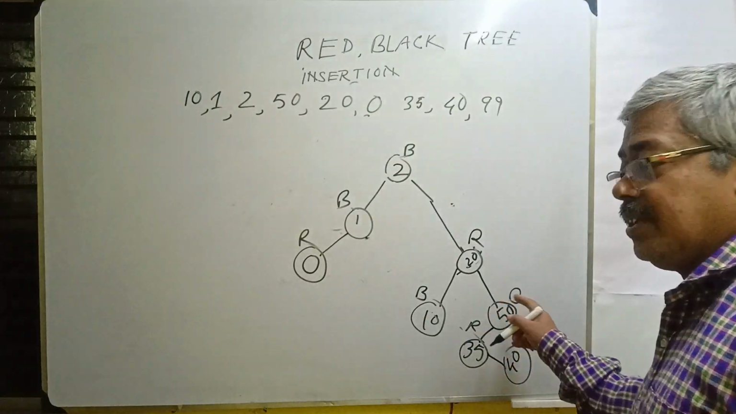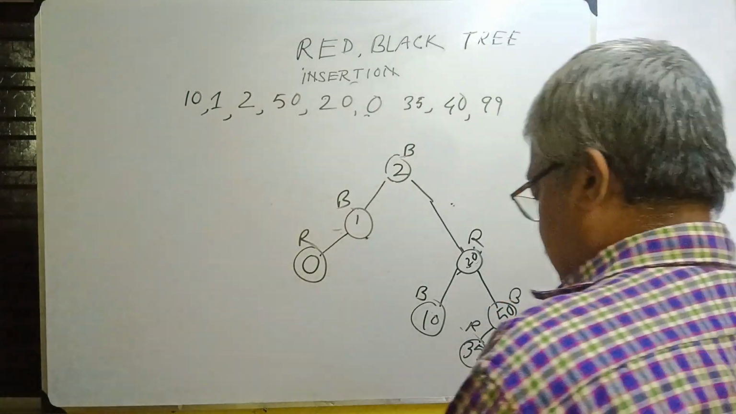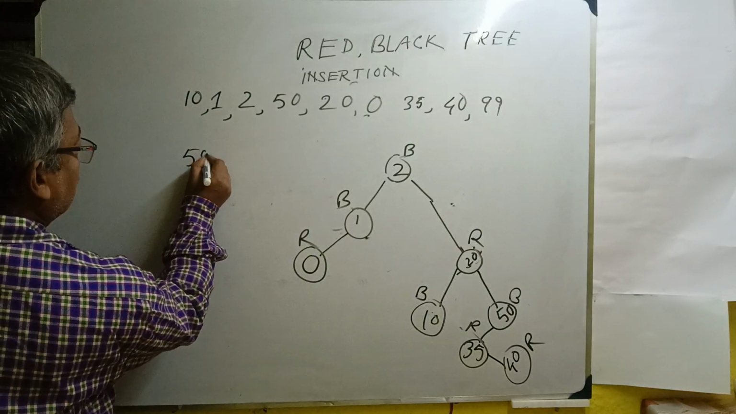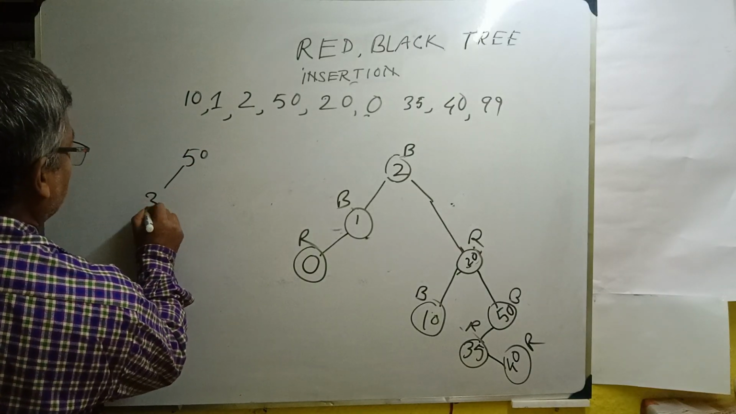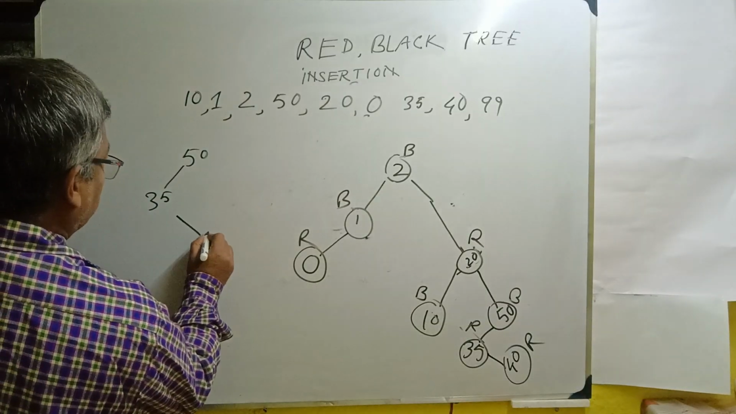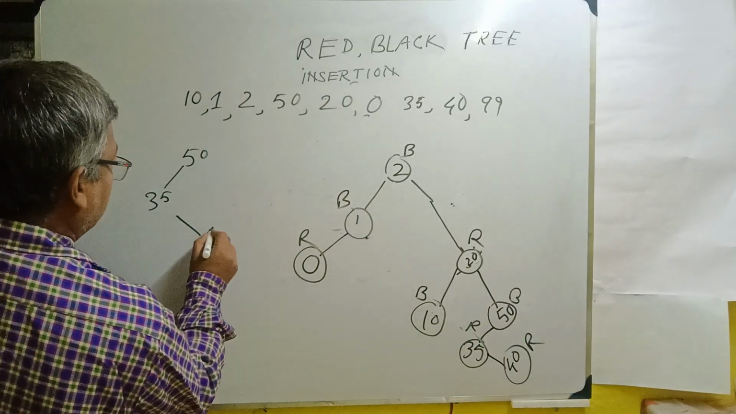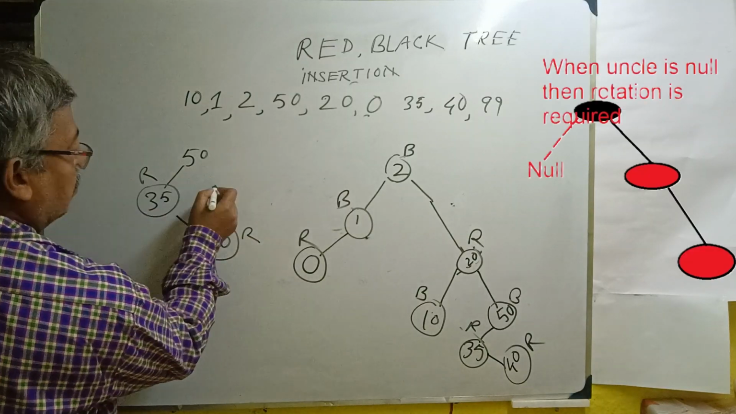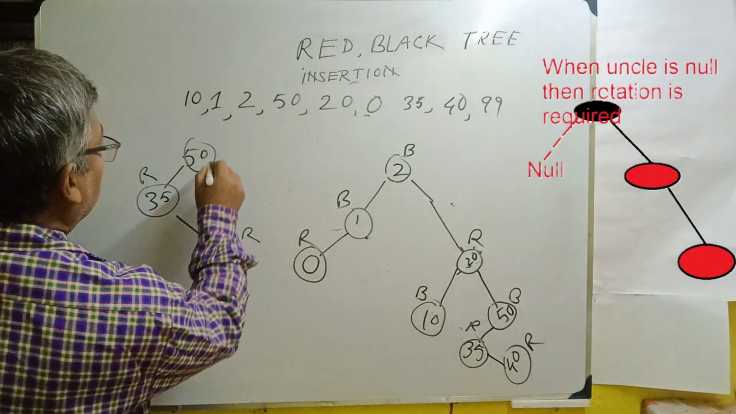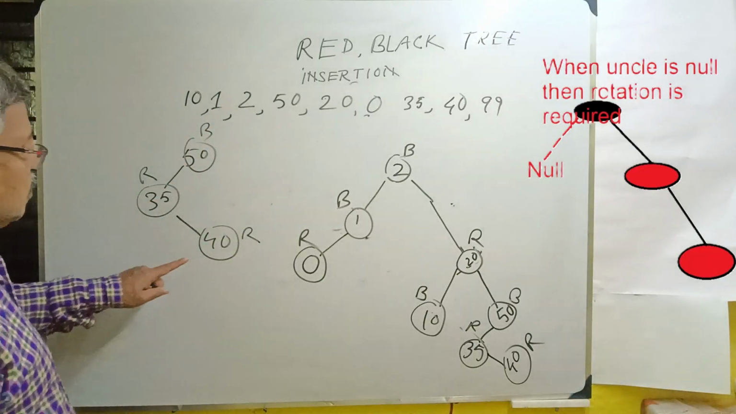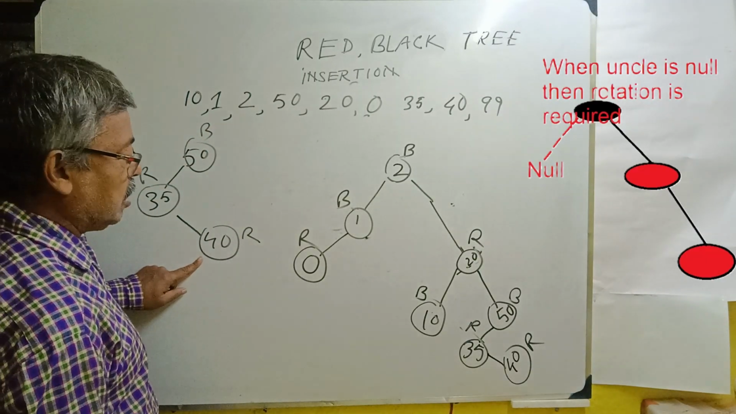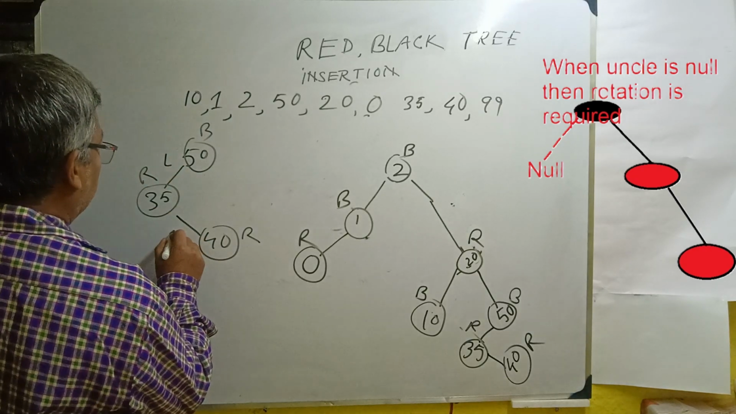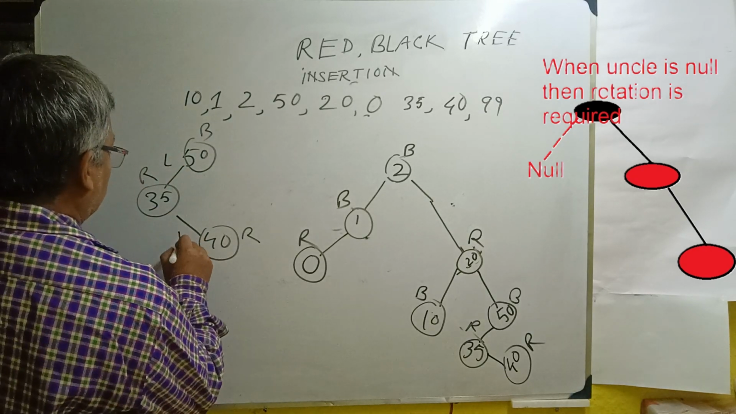So rotation is required. Okay. Rotation is required. The rotation nodes are 50, 35, and 40. This is the combination. 35 is red, 50 is the black node. So the rotation is required. The rotation name is L, that is L, and that is R.